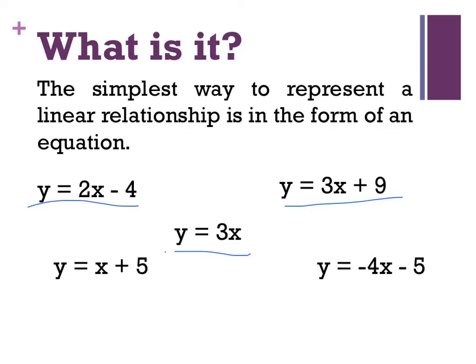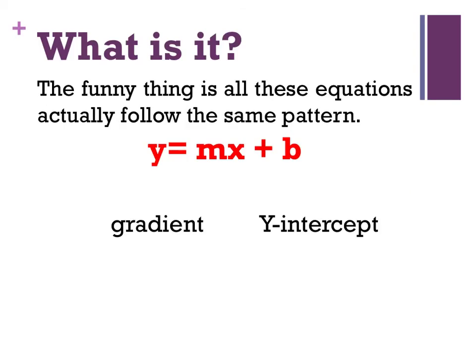Now I'm going to blow your minds a bit, because I'm going to show you how 1, 2, 3, 4, and 5 are all exactly the same equation. Let's have a look. The funny thing is that all of these equations actually follow the same pattern, and this is what we call the equation of a straight line: y equals mx plus b. They don't always follow this exact order, but they all have this same structure.